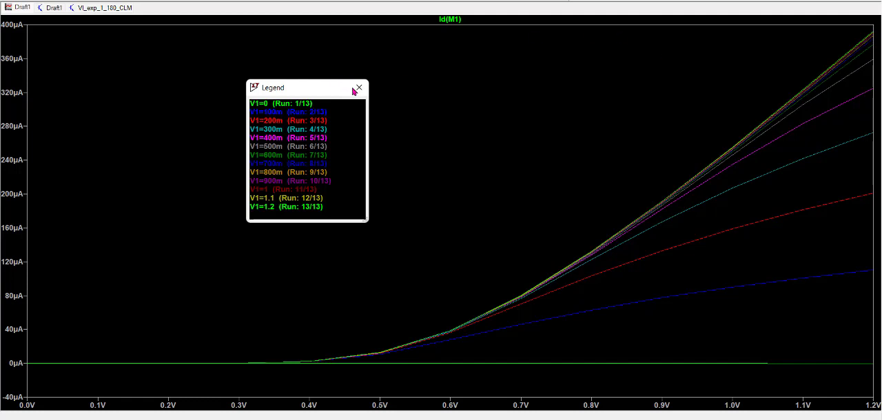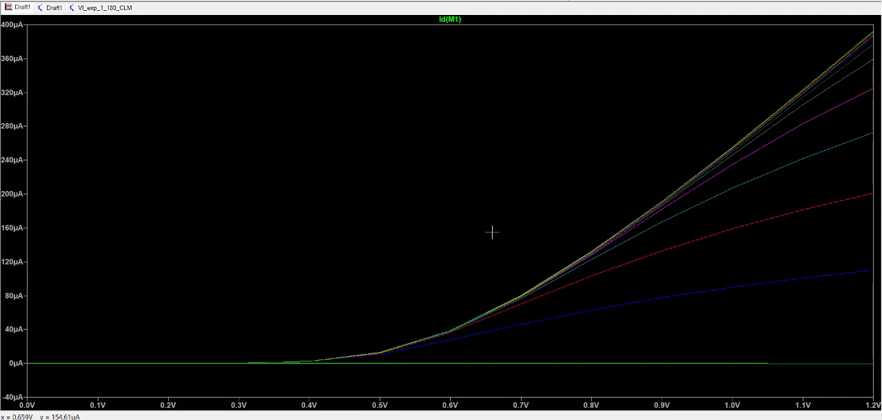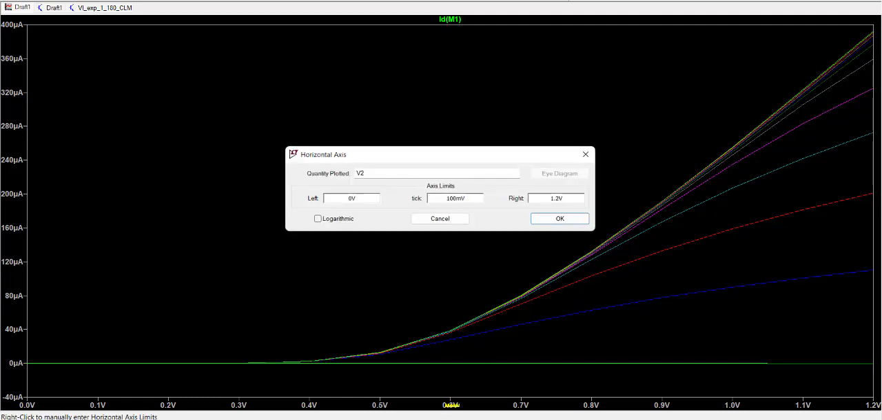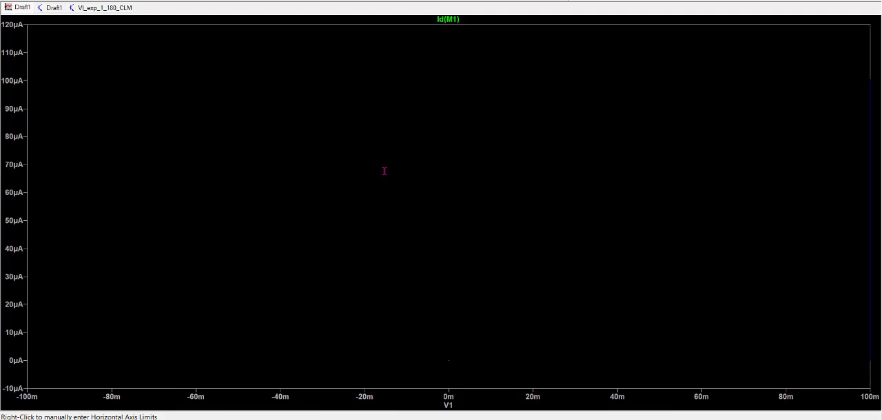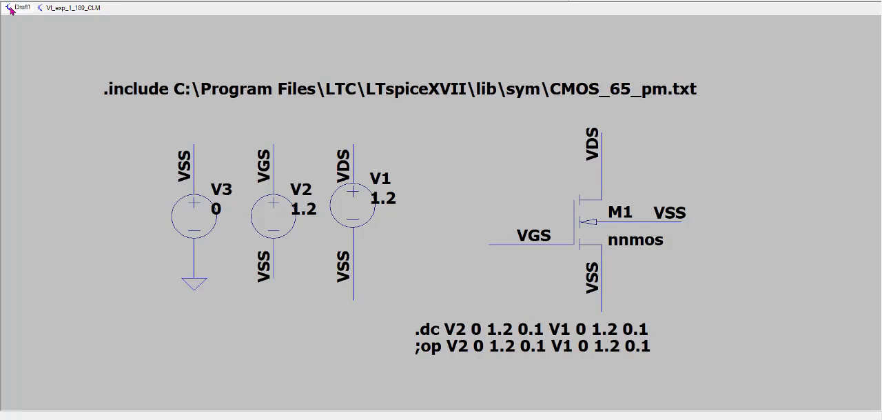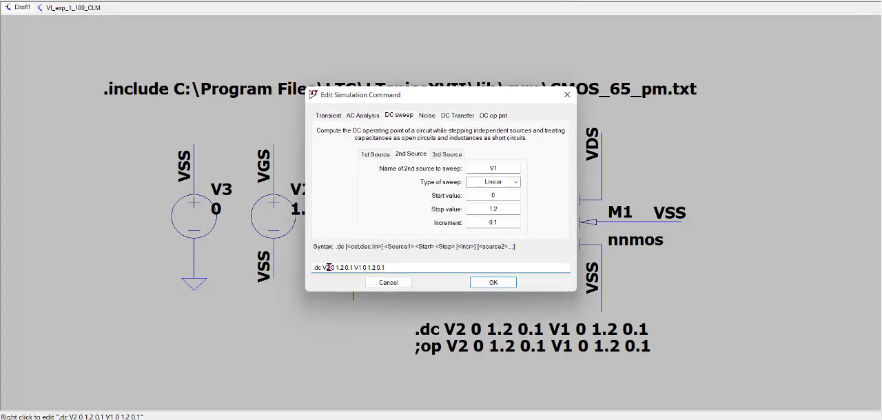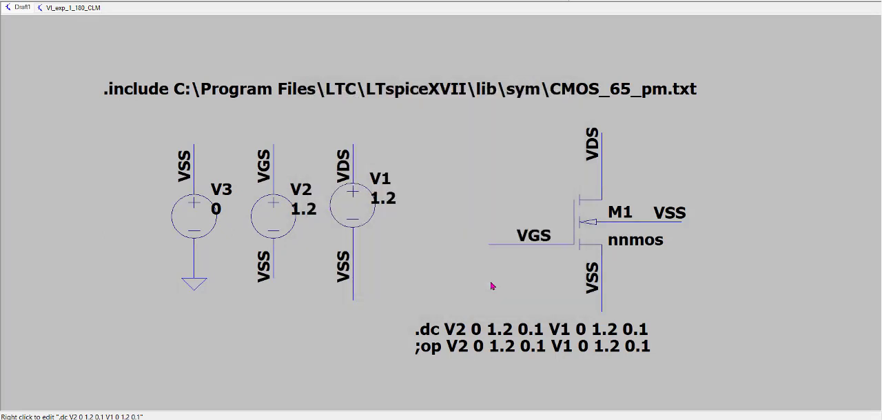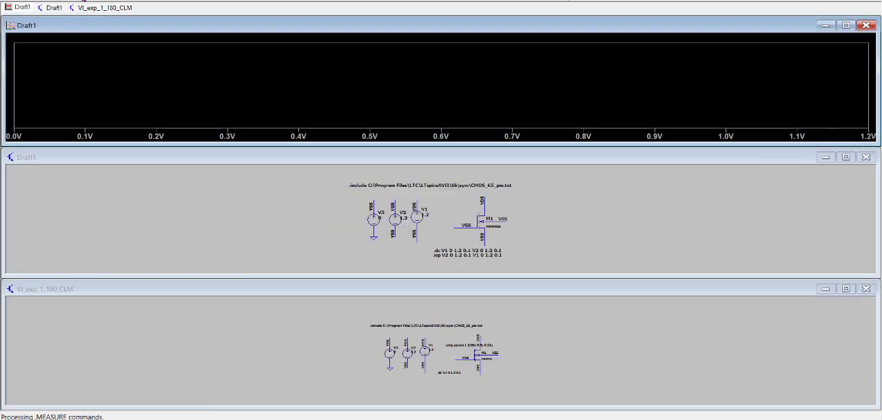Okay, now next, what will I do? I have to see VDS as the x-axis and ID as the y-axis. So I'll just change it again. Now I want to take VDS here. I think I have to run it again. Okay, let me run it again. So now I'm just changing the axis, and I'll run it. And again I will plot the trace.